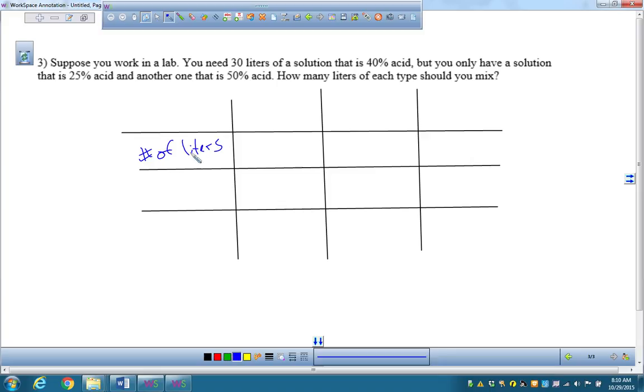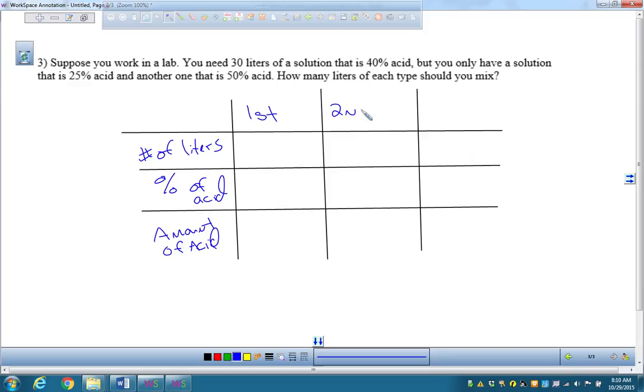Number of liters, percent of acid. I think you guys could do this one, because this is really the same thing. Amount of acid. So this is a classic solution problem. First solution, second solution, and here's your mixture. It's almost exactly the same as that last one. So we'll just call this the number of liters of the first one.